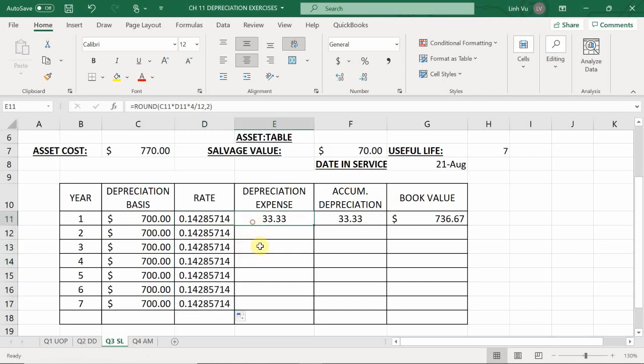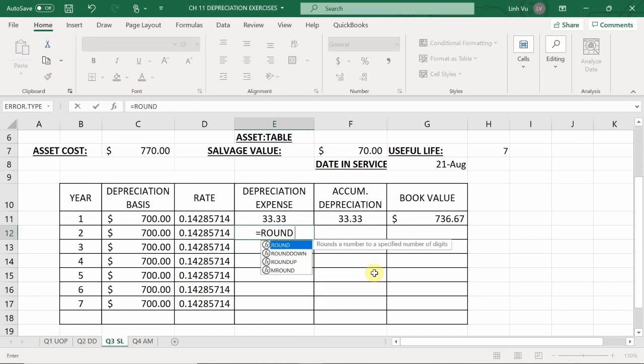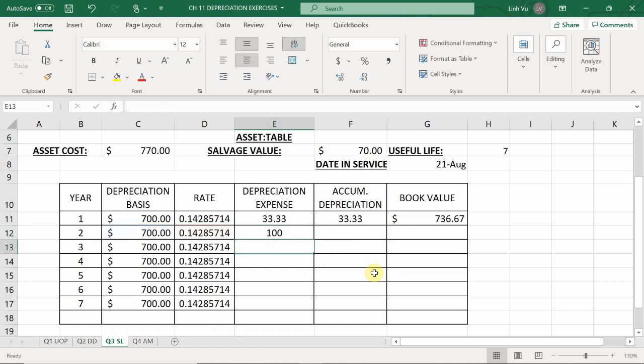Okay? And then let's solve for the depreciation expense for the second year. In this case, I'm going to again run my formula. So 700 times the rate, comma 2, gives me a total of $100. So if it's $100 every year, we know it's going to be $100 for the rest of the 7 years. Now we've got to solve our accumulated depreciation for each year.